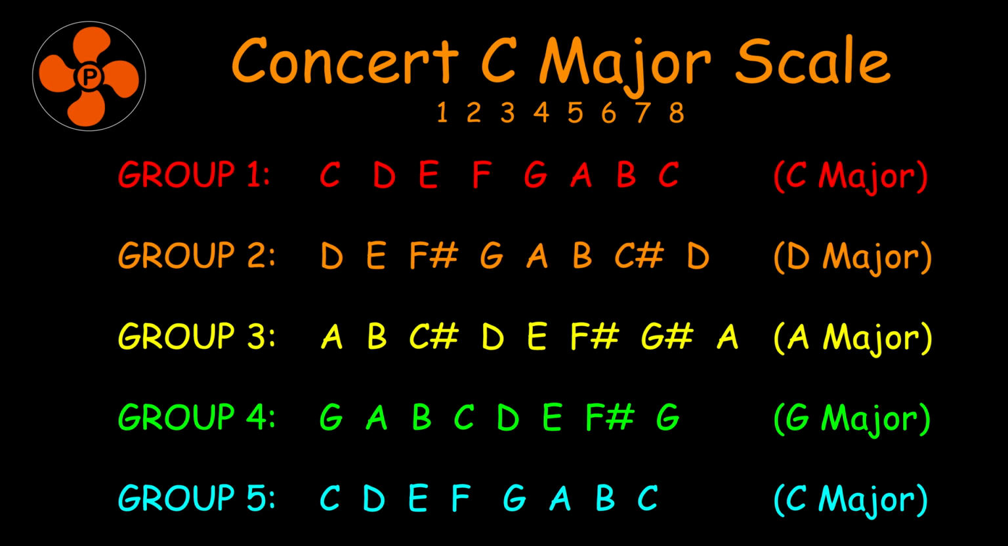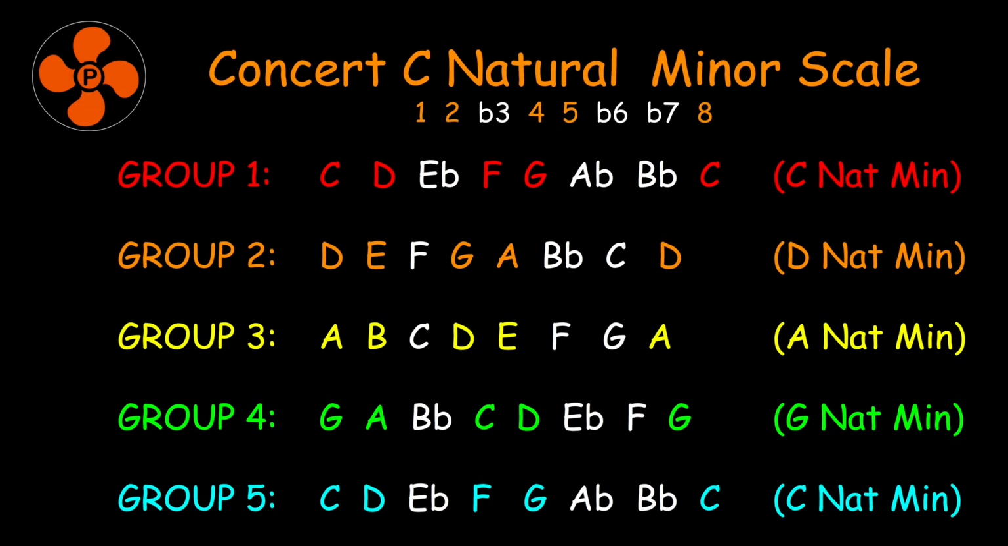Okay, now, to change that scale into a natural minor scale, what we're going to have to do is lower the third, sixth, and seventh each by a half step. Take a look at the notes in your scale that are white. Those are the notes that have been changed to make it a natural minor scale. Let's try this scale all together in half notes, up and down. 1, 2, set, go.